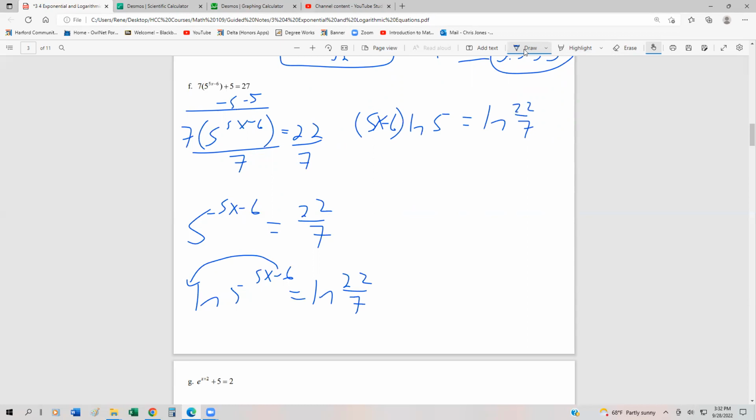Now to solve this, I'm going to divide both sides by ln 5. And so I'm going to end up with 5x minus 6 equals ln of 22 over 7 divided by ln 5. I'm going to add 6, so we get 5x equals ln of 22 over 7 over ln 5, plus 6.